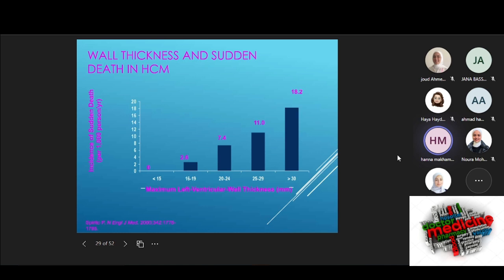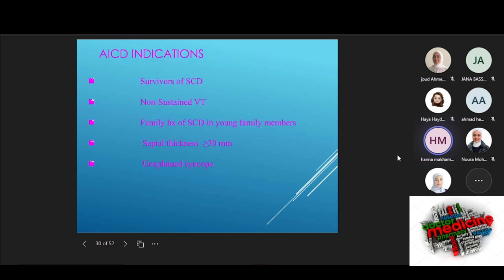When we look at the correlation with sudden death, we notice that septal thickness, or wall thickness generally, is associated with increased sudden death, especially if the thickness reaches more than 3 cm, 30 millimeters. This is one of the indications to insert an ICD in patients with hypertrophic cardiomyopathy. The others are: a patient who had sudden cardiac death and has hypertrophy, non-sustained ventricular tachycardia, family history of sudden death in a young family member, septal thickness more than 30, and unexplained syncope. So these are the indications to insert a device.